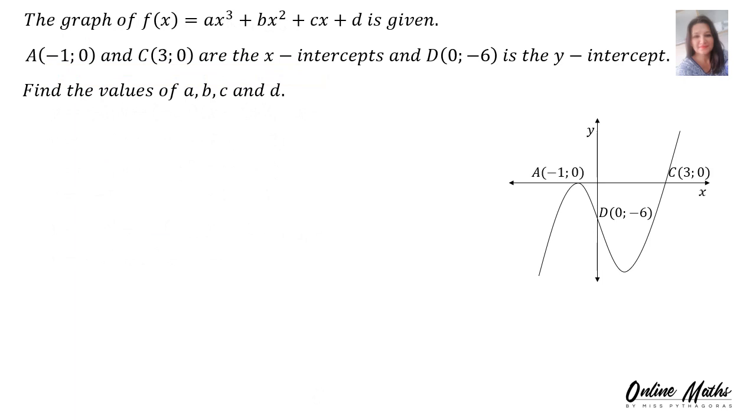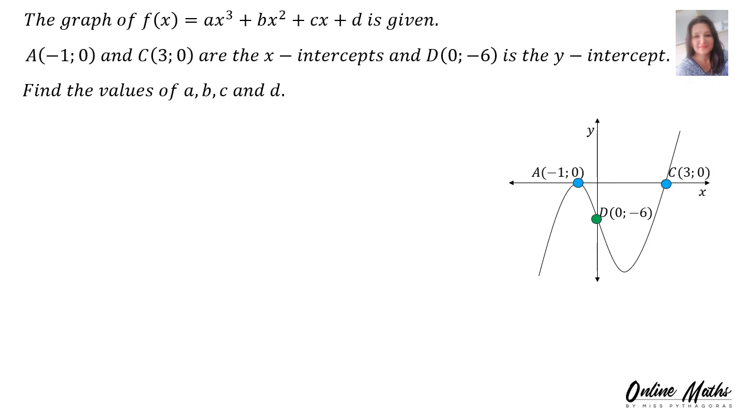Now this example is slightly different. The graph of f of x is ax cubed plus bx squared plus cx plus d is given. A, negative 1, 0, and 3, 0 are the x-intercepts, and d, the point 0, negative 6, is the y-intercept. Find the values of a, b, c, and d.